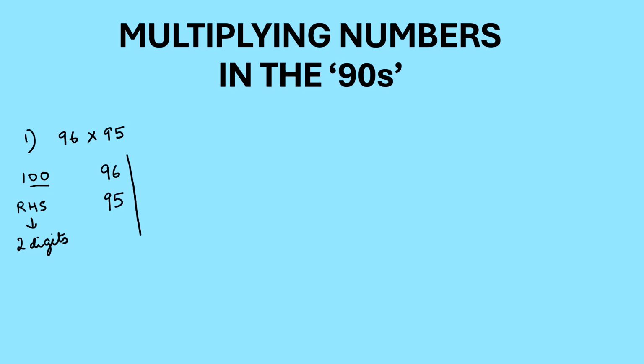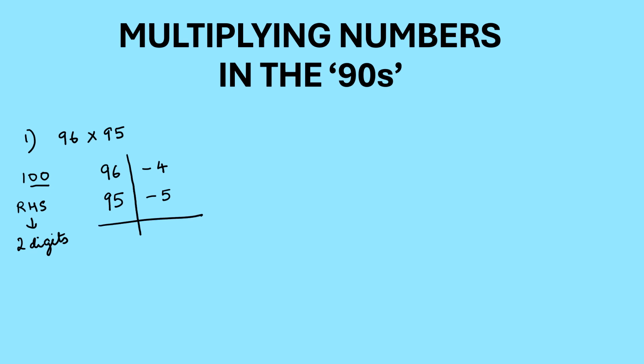Next, we know that 96 is 4 less than our reference number 100. So we write down minus 4 next to it. Here the minus sign indicates that the number we are multiplying is less than the reference number. Similarly, we know that 95 is 5 less than 100. So we write down minus 5 next to it.